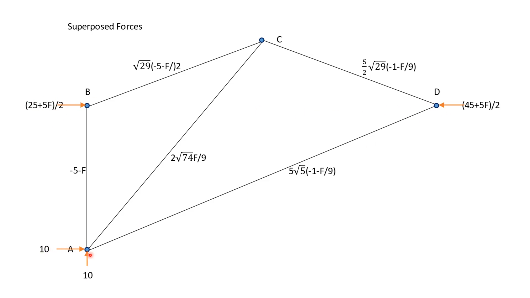At A, the reactions would be 10 horizontal and 10 vertical, which I did not show on the previous slides, but can be calculated quite easily. Of course, at C you have a 10 vertically downwards. And these are our superposed forces. So we go to the next step in the method of Stroops.